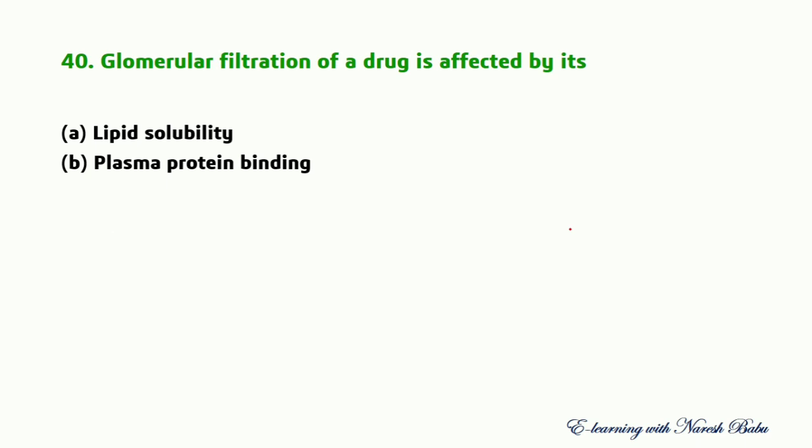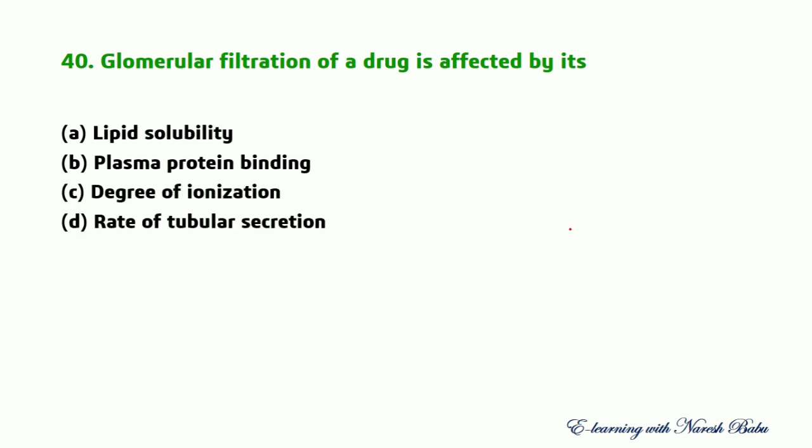And next question: glomerular filtration of a drug is affected by its lipid solubility, plasma protein binding, degree of ionization, or rate of tubular secretion. So glomerular filtration of a drug is affected by plasma protein binding. If there is more binding, the excretion is low.